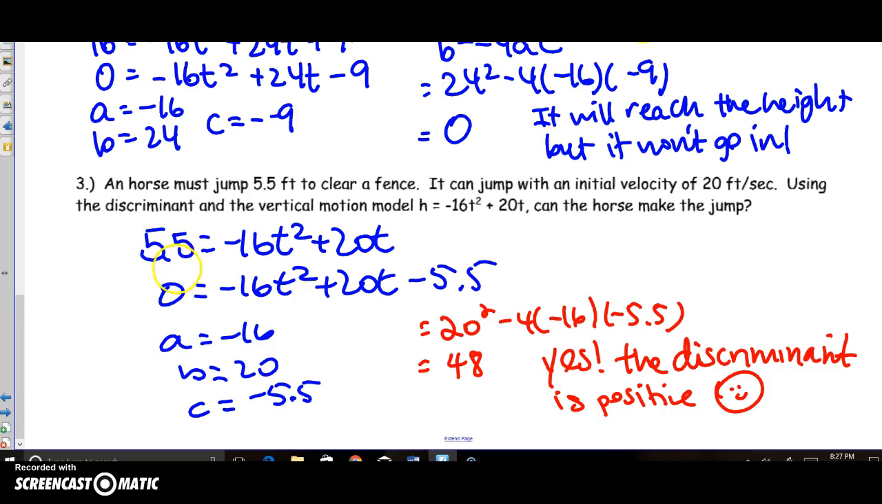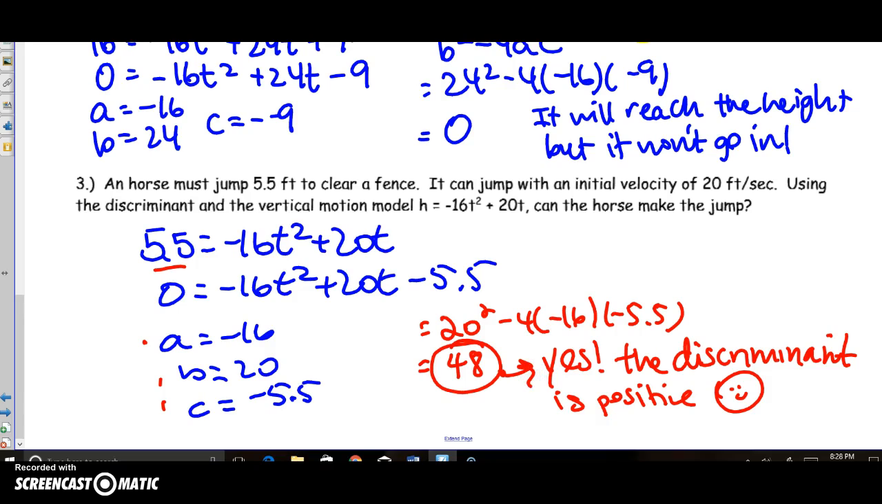Okay, so below I plugged the 5.5 in for the height. I set it equal to 0. I determined my A, B, and C, and then plugged it into the discriminant. I got a positive discriminant value. Since the only thing I want to know is whether or not that horse is going to make it, that positive discriminant allows me to answer the question.